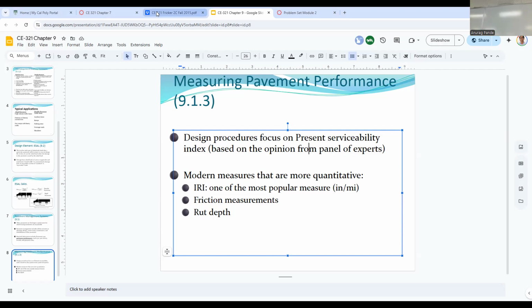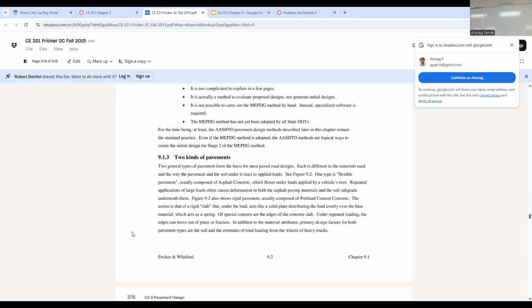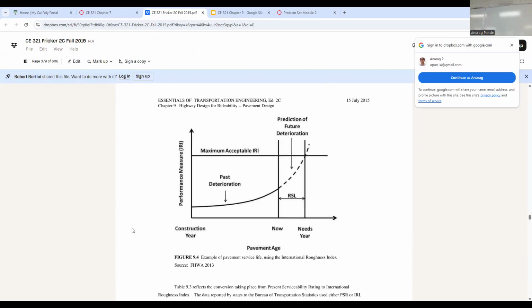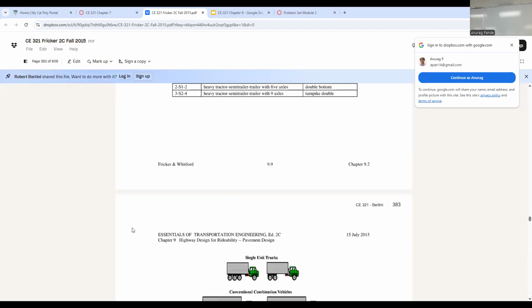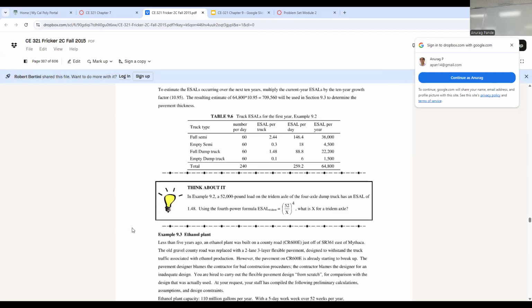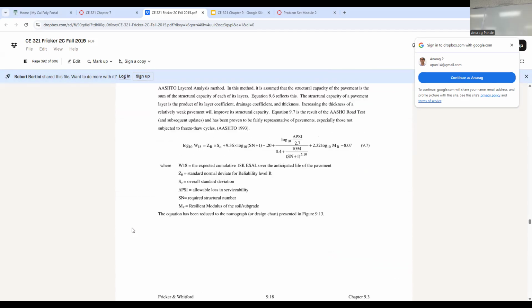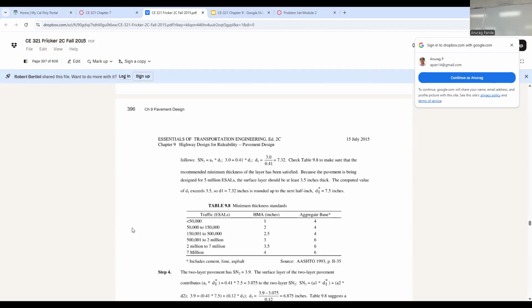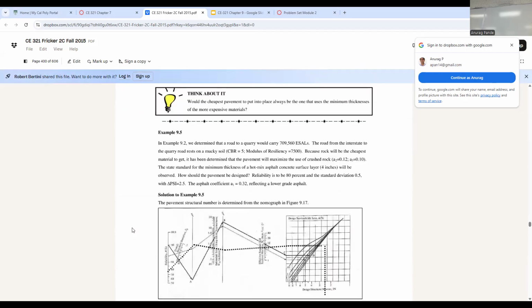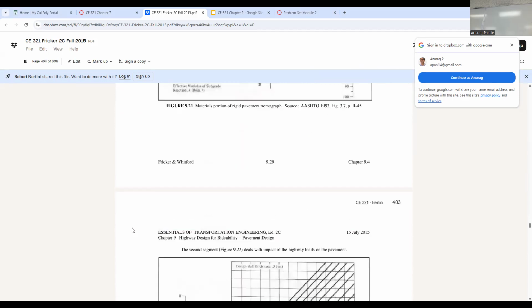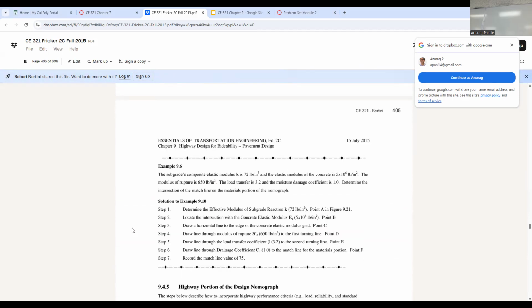I want to quickly show you different types of pavement damages, although you do talk about that in CE 322, I think, where you're looking to measure different types of pavement damages on the pavement. You're basically just measuring those damages in the physical environment. And that's also a very important part of your pavement management systems.